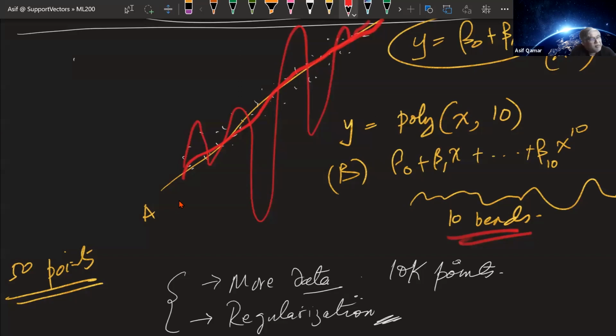Simple models, linear models don't quite work. And so you take very complex models, but you need to tame them down with a lot of data and proper regularization techniques. So guys, we have had an hour. Any questions though? I will stop.